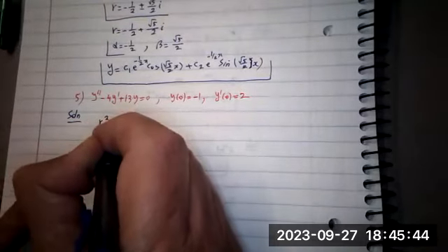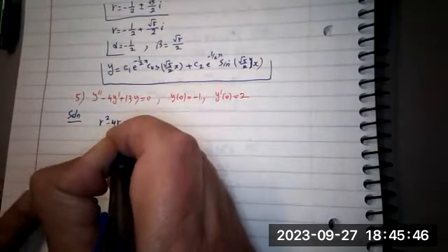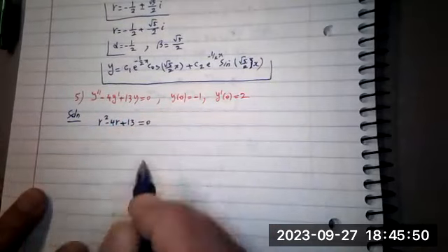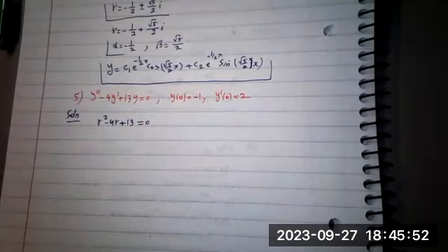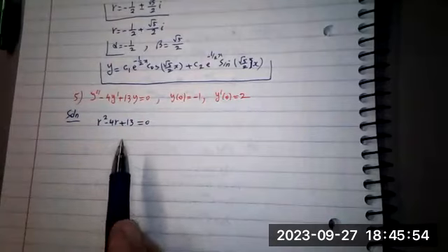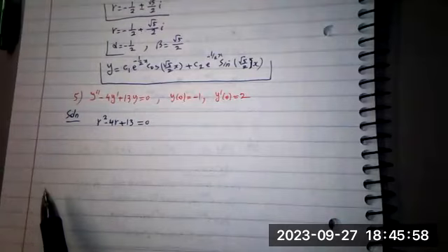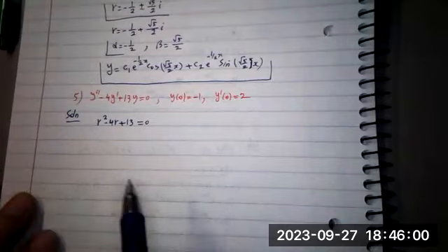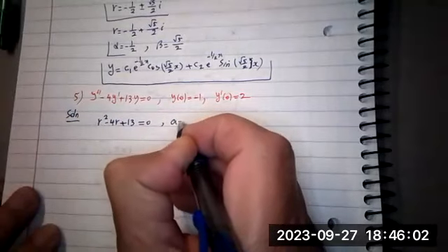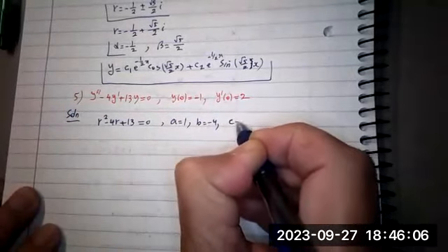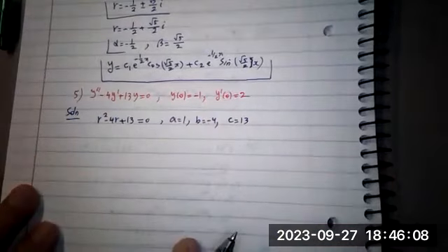r squared minus 4r plus 13 equal to 0. This is going to be the case. Again, you have to use the quadratic formula to get it, but the solutions are not going to be real. So a is 1, b is negative 4, and c is 13.